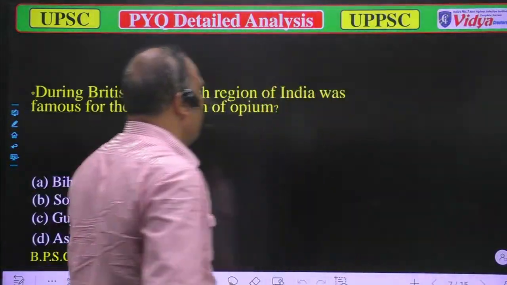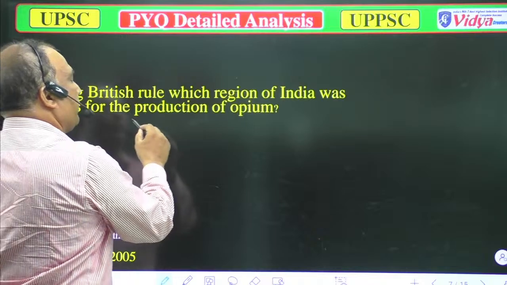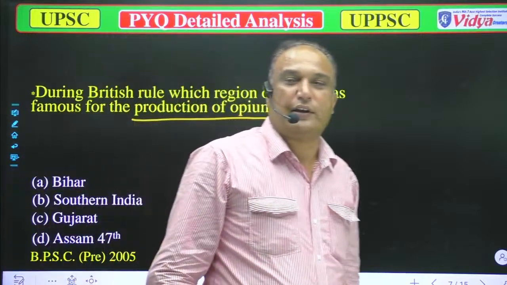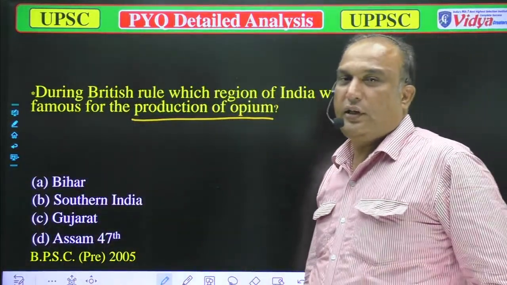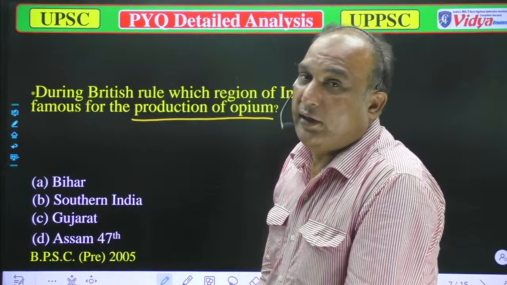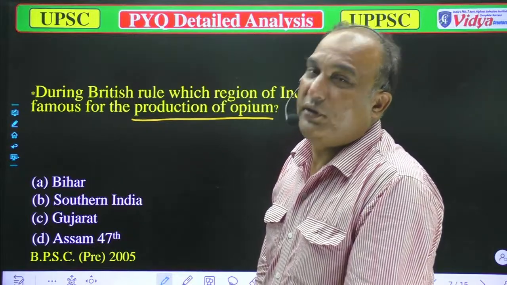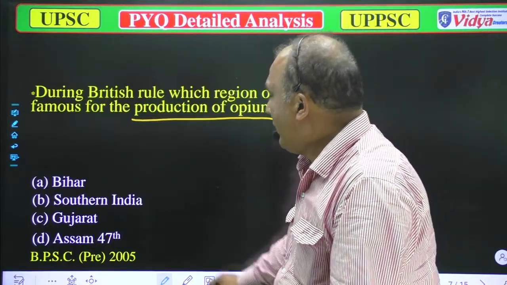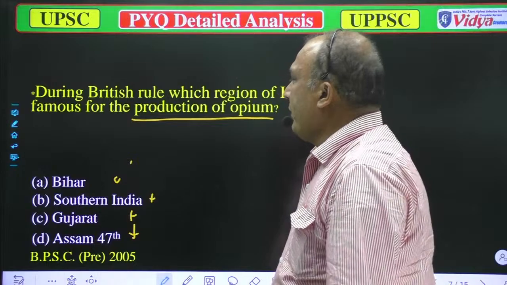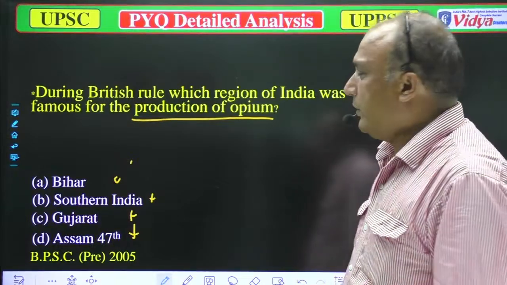Now we move to another question. During British rule, which region of India was famous for the production of opium? Opium, you know how and why this opium was used. The Britishers were using opium as a tool of war against China. As you know, there was also the Opium War with China. So Assam, no. Gujarat, no. Southern India, no. But Bihar. The Britishers established opium production in Bihar.